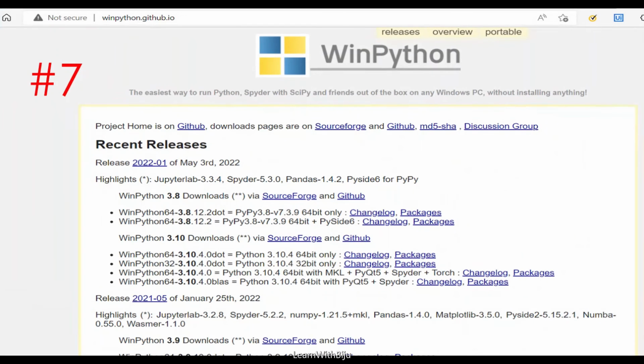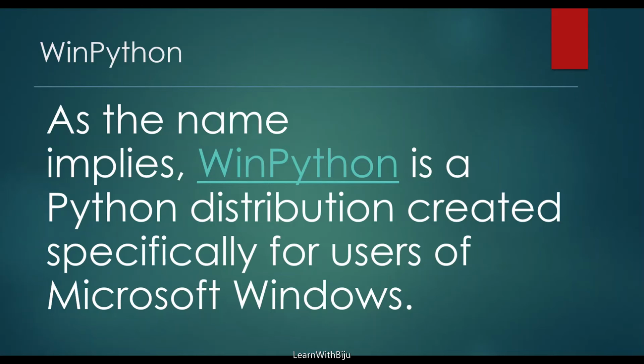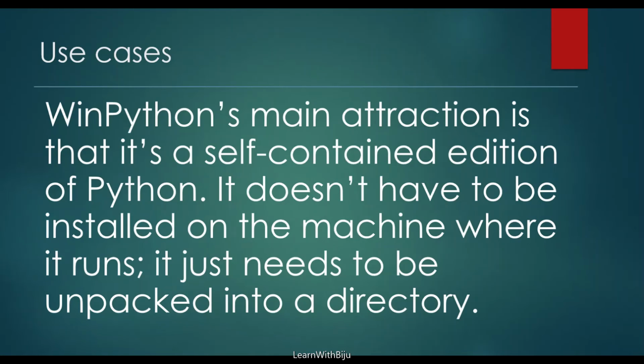Number 7, WinPython. As the name implies, WinPython is a Python distribution created specifically for users of Microsoft Windows. WinPython's main attraction is that it is a self-contained edition of Python. It doesn't have to be installed on the machine where it runs. It just needs to be unpacked into a directory.